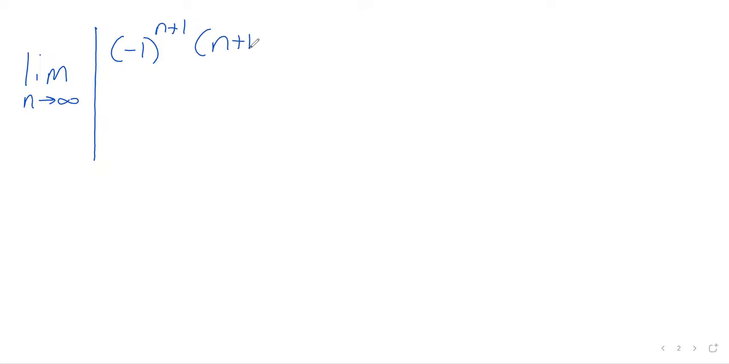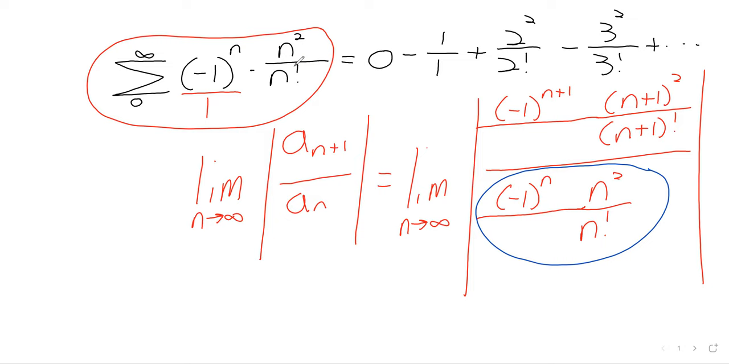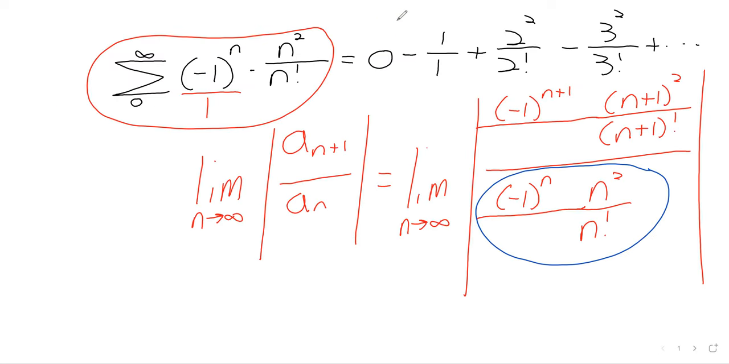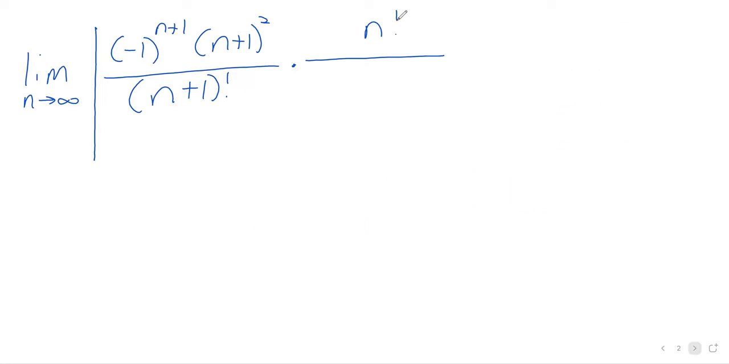Times (n plus 1) squared over (n plus 1) factorial. And now we're multiplying by the reciprocal of this fraction down here that I have circled. So the reciprocal of this: the denominator becomes the numerator, and the numerator becomes the denominator.